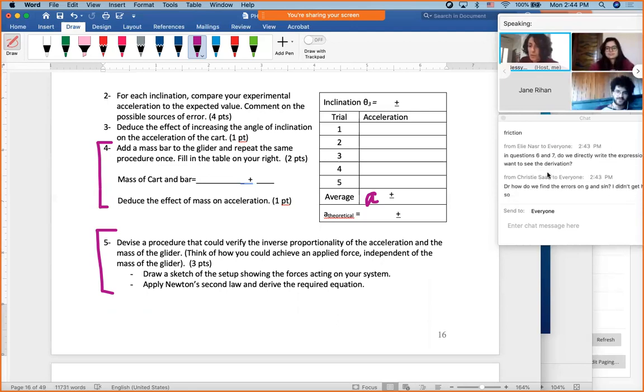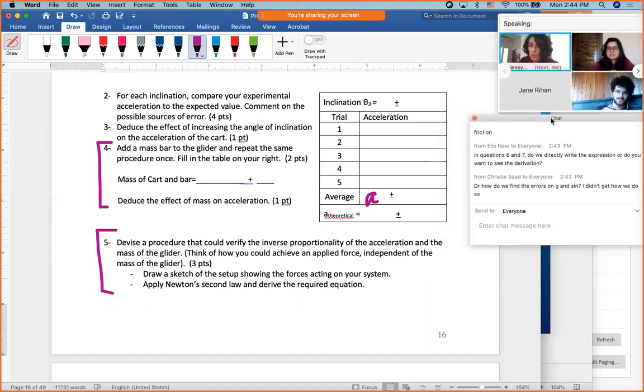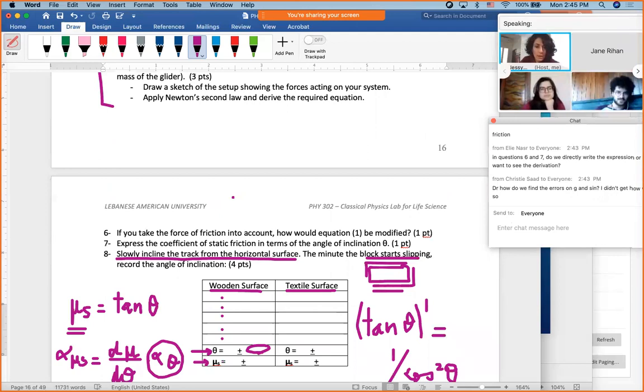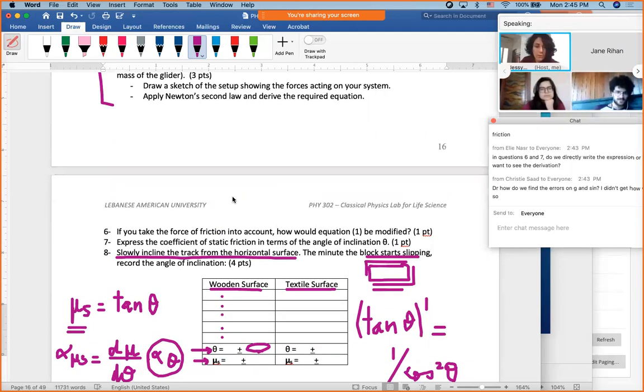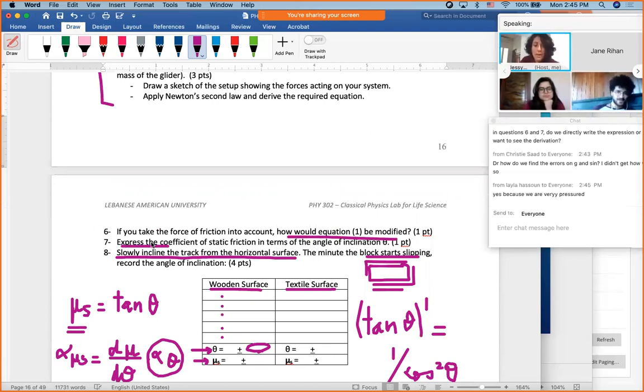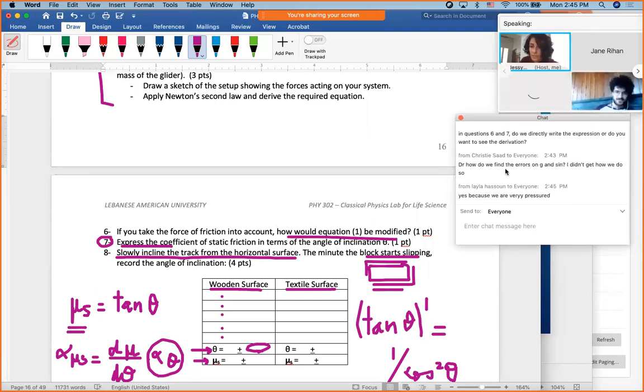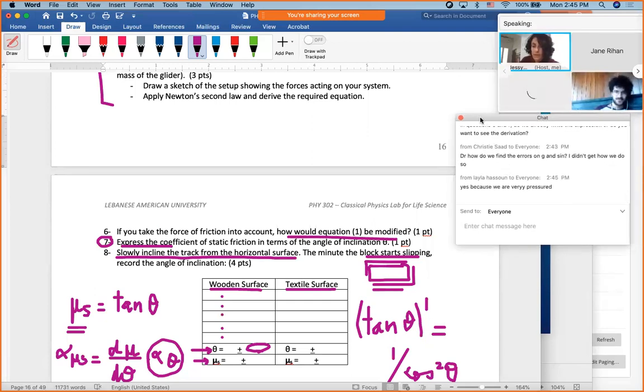All right, in question 6 and 7, do we directly write the expression or do you want to see the derivation? And number 6, if you take the force of friction, do the derivations. This is what they want. Yeah, and for number 7 as well. However, for number 7, I showed you how to start in our previous live session. How to find the error on g and sine theta? We didn't get, okay. All right.